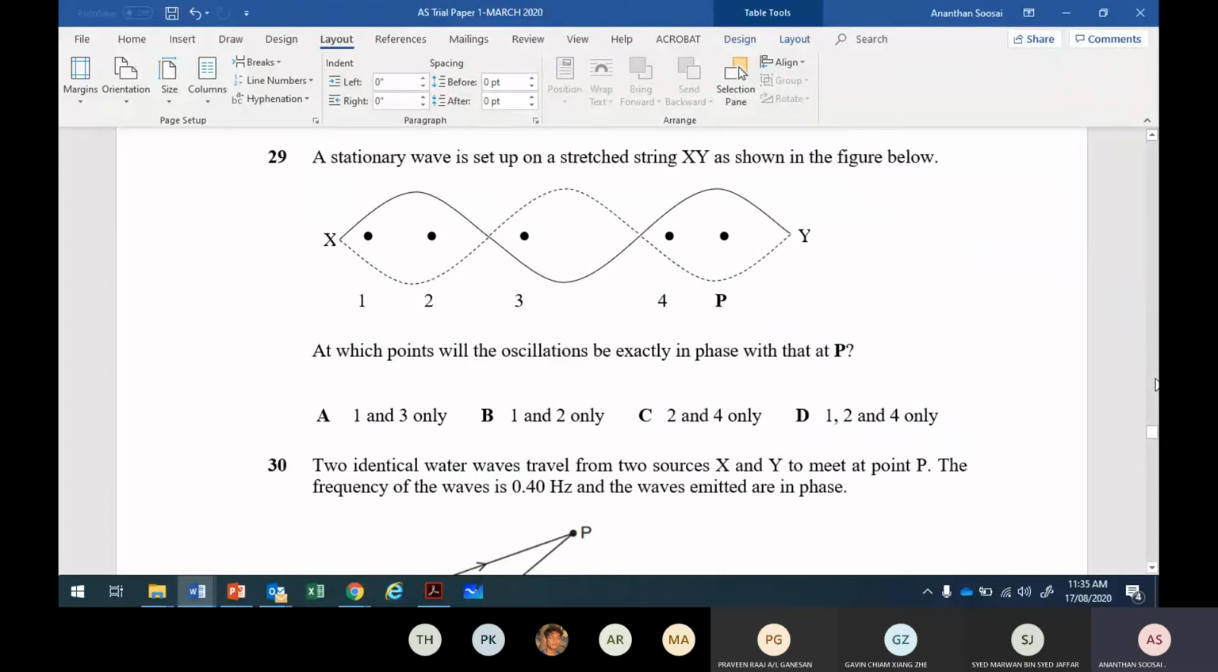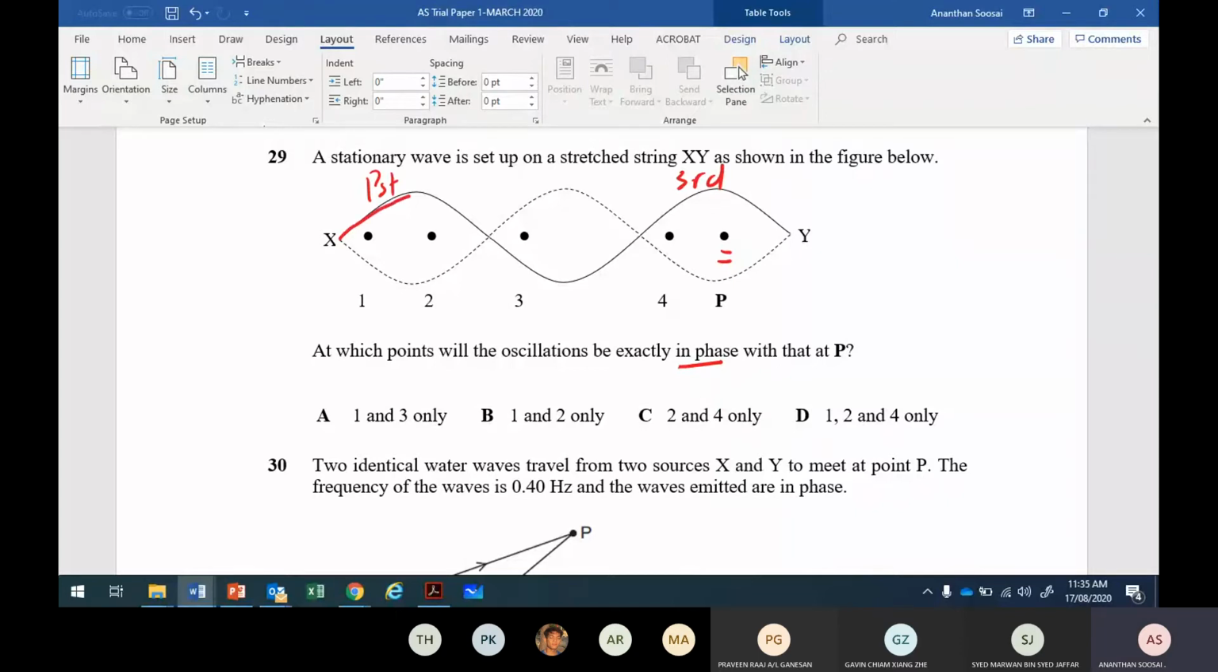29, stationary wave. The others, look at the question. A stationary wave is set up on the stretched string XY shown in the figure. Which points will have oscillations exactly in phase with that at P? You see, the first loop and the third loop, all the particles are in phase.